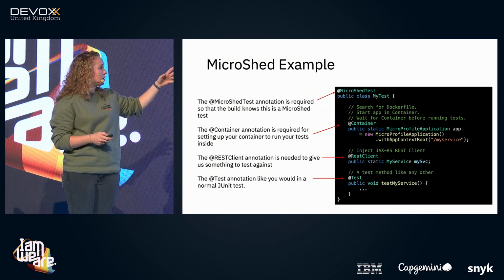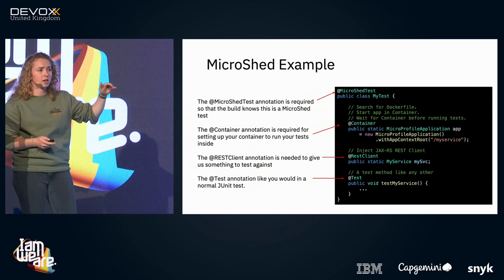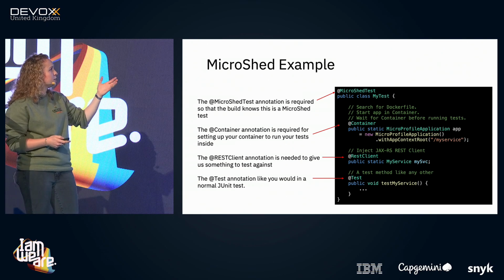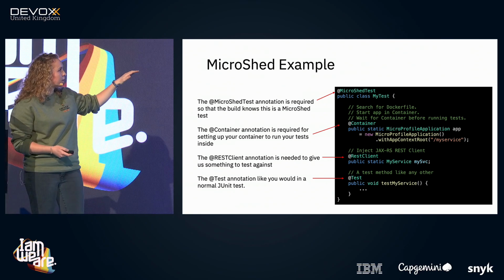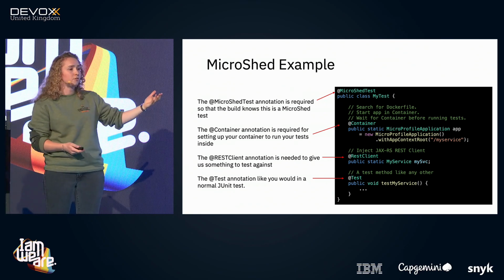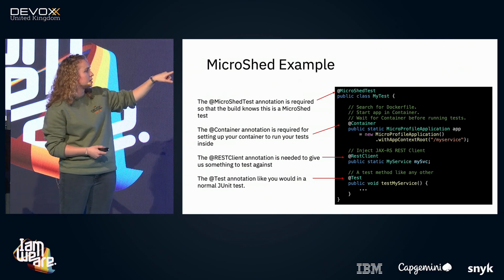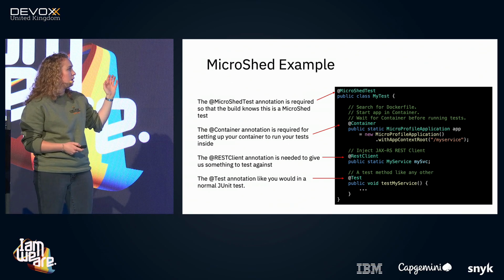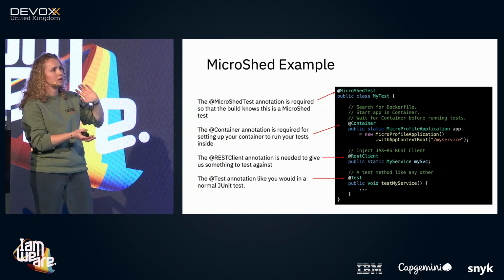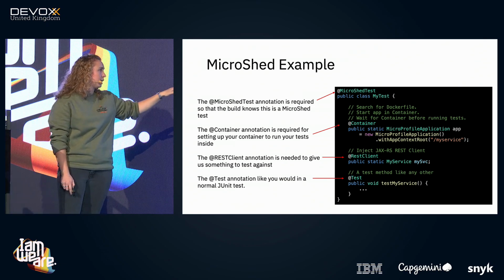So these are the 4 main types of annotations. The first annotation at the top there, @MicroShedTest, is needed so that the build knows that this is a MicroShed test. The @Container annotation is required for any setup of the container that you need. For example, you can see here that we're setting the context root. You can also set up how to tell if the container is up and ready. And then we've got the @RESTClient annotation.